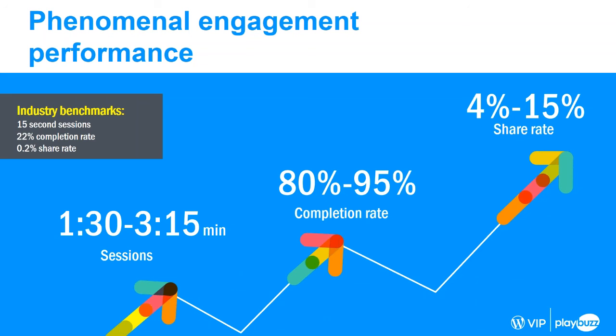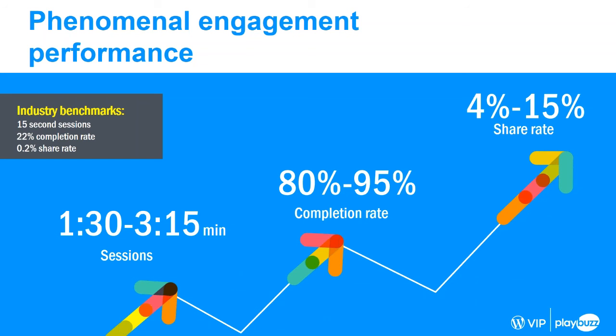And when I say high share rate, the averages that we see are between 4% share rate and 15%, which, just to give context, the average for an online article in the industry is around 0.2% share rate. So again, much higher stats. Playbuzz formats are also known for their high completion rates. So we would naturally see between 80% to 95% completion rates on items that are created on the Playbuzz platform. Again, it's an interactive experience. You're drawn into it. You're compelled to finish it.